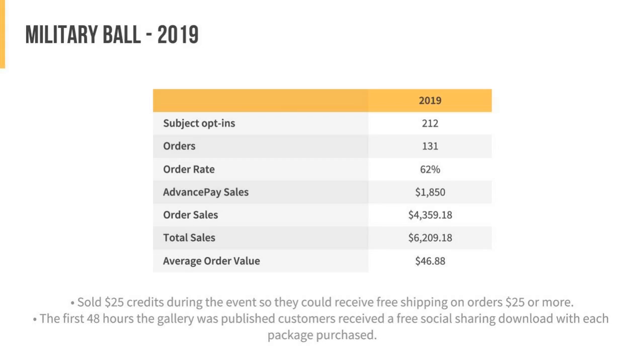The $25 advance pay credits were sold at kind of last minute, but it was the same strategy as we just talked about on the youth league before this one, where if they bought the $25 credit during the event, then they would get free shipping off orders $25 or more. And then also the first 48 hours the gallery was published, the customers received a free social sharing download with each package purchase. So that was the same strategy as what we used before.